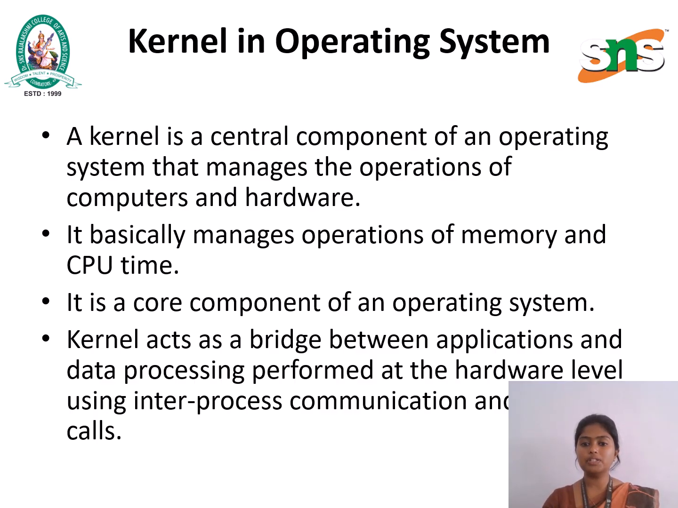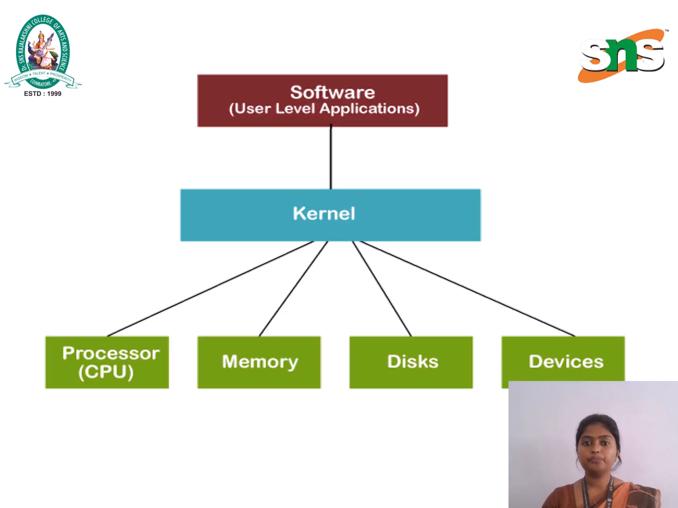The kernel acts as a bridge between an application and the data processing performed at the hardware level, using inter-process communication and system calls. This is the common model of the kernel. The first layer is the software layer, which is also called the user level application. And the next point is the CPU, where the kernel provides security for the CPU.